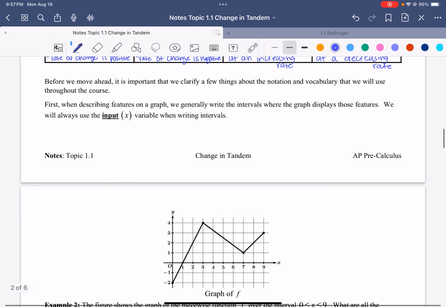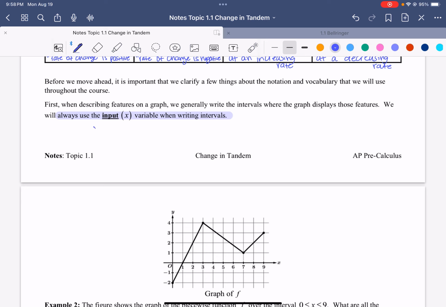Before we move ahead, it is important that we clarify a few things about the notation and vocabulary that we will use throughout the course. First, when describing features on a graph, we generally write the intervals where the graph displays those features. We will always use the input variable, which is x, when writing your intervals. I'm going to ask that you underline that part. So you're only going to be using x values.